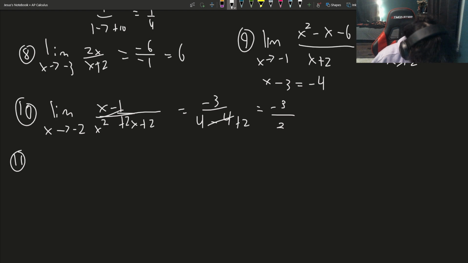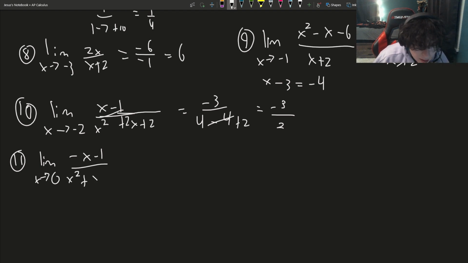Number 11, the limit as x approaches 0 of -x minus 1 all over x squared plus x plus 1. So we obviously cannot factor the bottom, so we just plug in 0. So 0 on the top is just going to give you -1. 0 on the bottom is going to give you 1, so your answer is going to be -1.